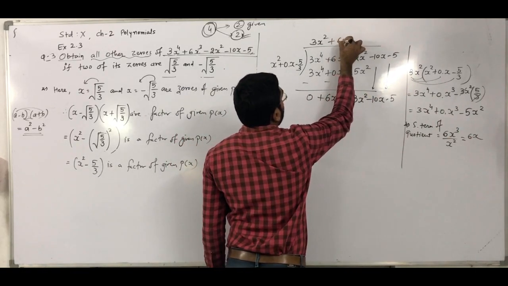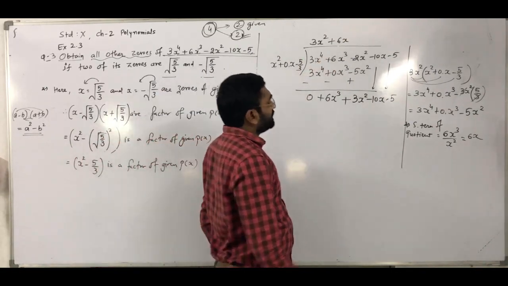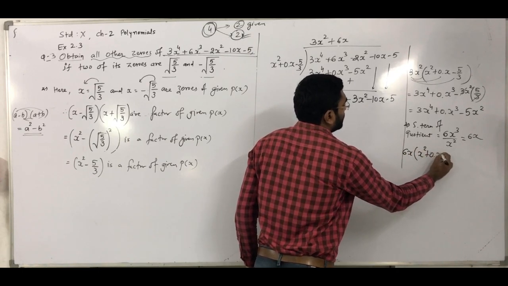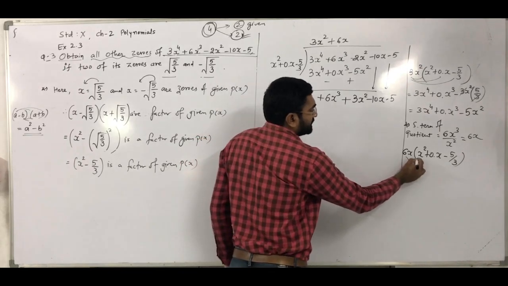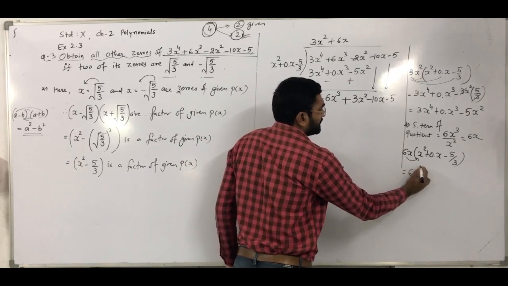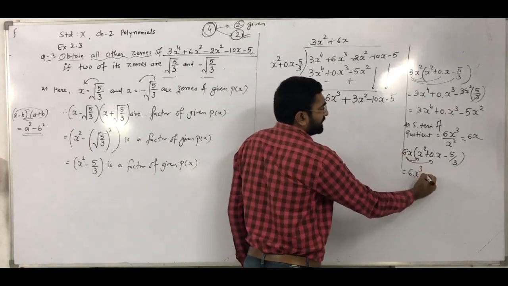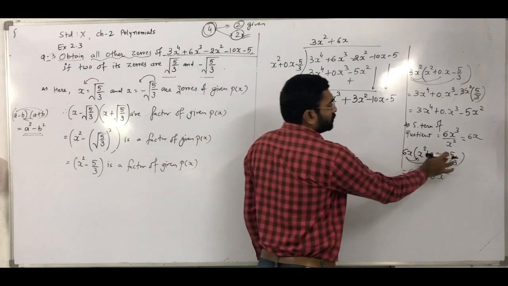6x plus 6x we have to write here. And that 6x is multiplied with all the terms of the divisor. So 6x in bracket x square plus 0 into x minus 5 by 3. So multiply inside: 6x into x square, so 6x cube. 6x into 0 into x, 0 into 6 means 0 only. X into x means x square. 6x into minus 5 by 3.